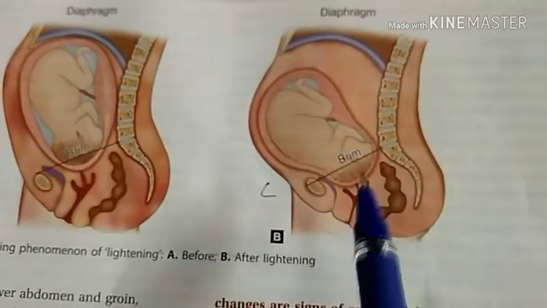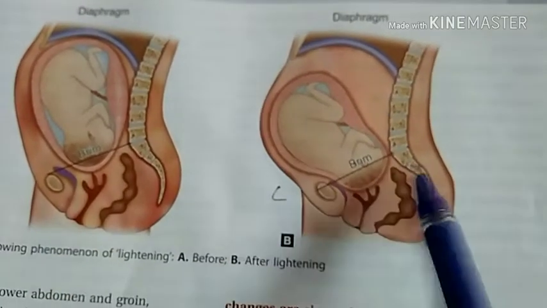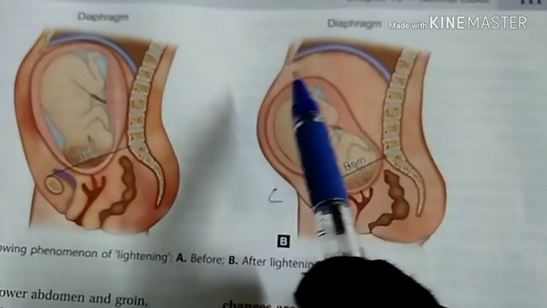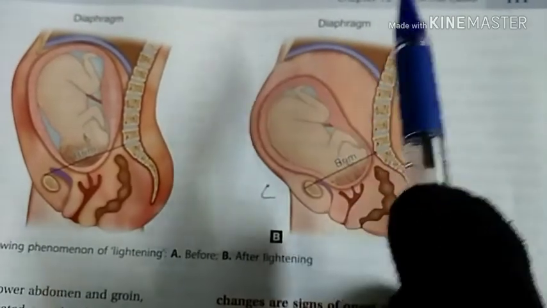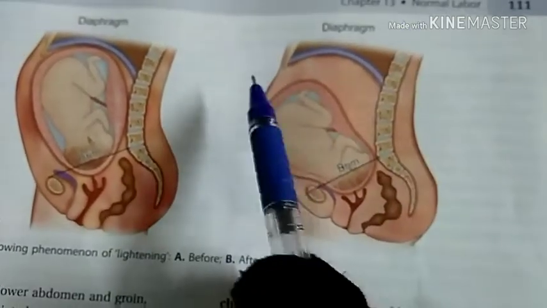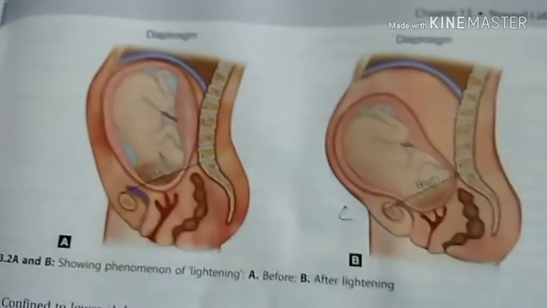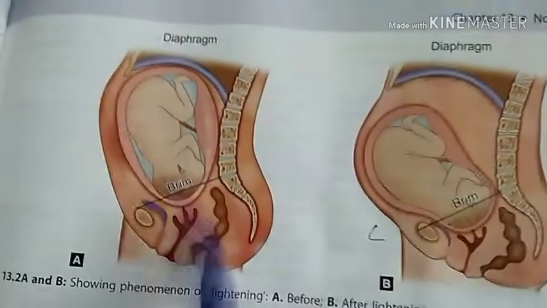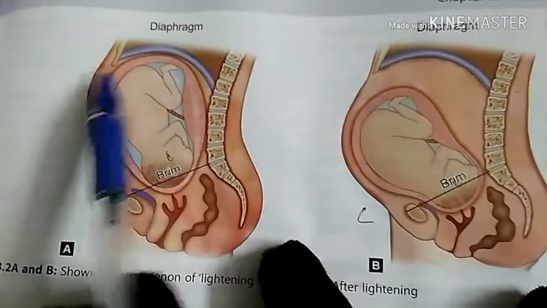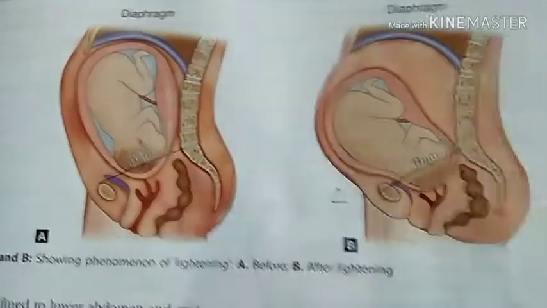Here, this is a picture of lightning. In lightning, there is descent of the presenting part into the pelvis. There is a reduction of the pressure on the diaphragm, thereby the pressure on the heart and the lung is reduced. The height of the fundus is reduced. You can note the height of the fundus over here and here. The height of the fundus is reduced in this case.